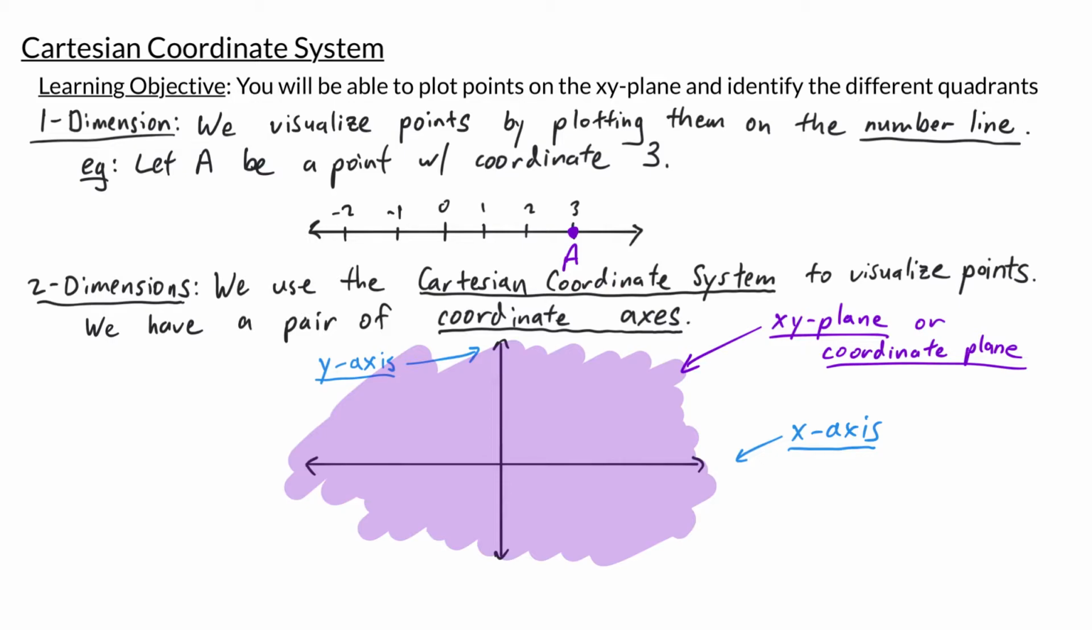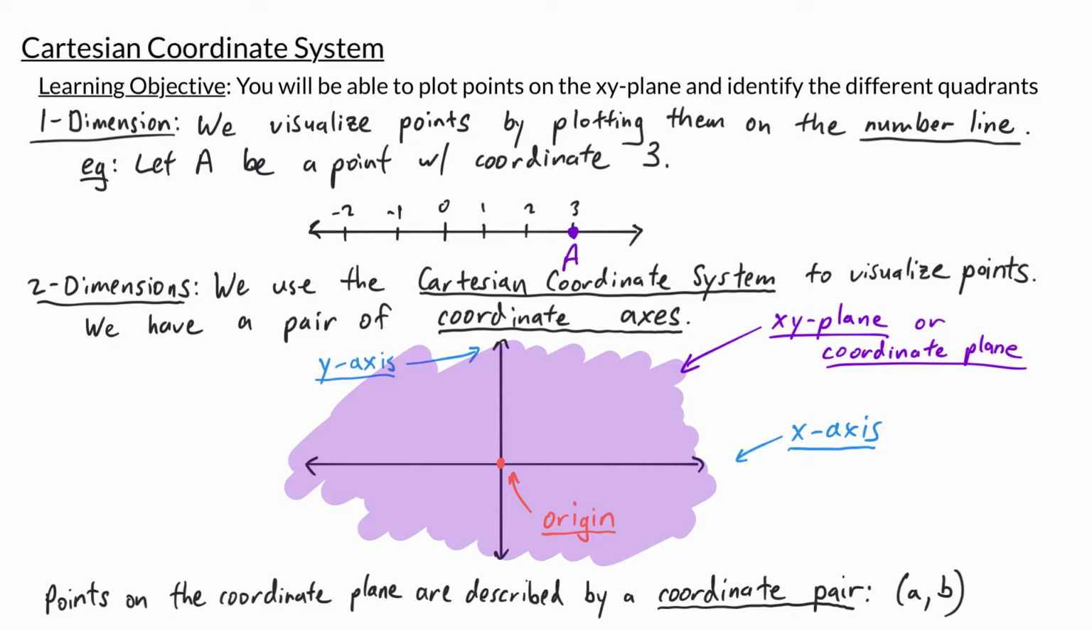We have a special point on the xy plane where our 2 coordinate axes intersect. This point here is called the origin. The position of any point on the xy plane can be described relative to the origin. We use something called a coordinate pair. If a point has coordinates a, b, that means to get to that point, we start at the origin and we move a units horizontally and then b units vertically. That first number a is what we call the x-coordinate of the point, and the second number b is what we call the y-coordinate of the point.